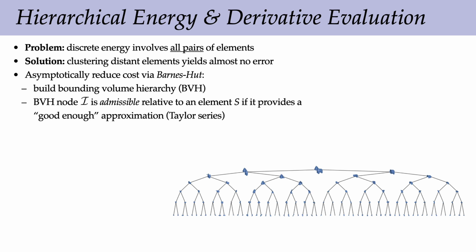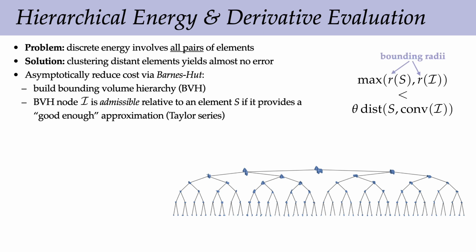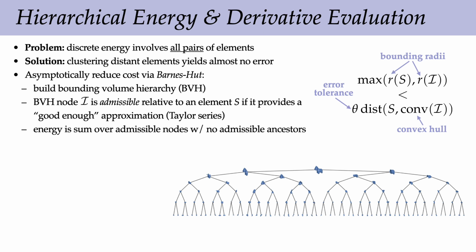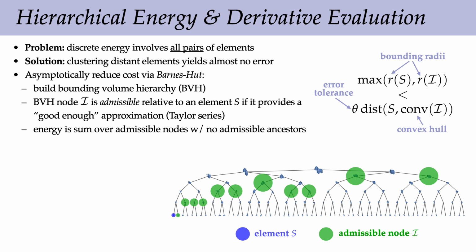And we'll say a BVH node I is admissible relative to a mesh element S if it gives a good enough approximation of the total energy of all elements within I, as determined by a Taylor series analysis. In particular, we ask that the maximum bounding radius of either the element S or the node I is less than some error tolerance theta times the distance between S and the convex hull of I. The approximate energy for element S is then the sum over all admissible nodes that have no admissible ancestors.